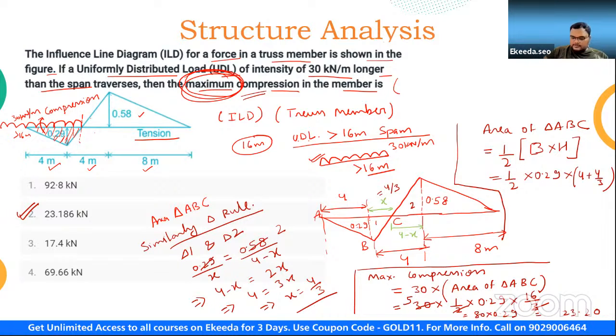So I will just take you through what I have done here. Whenever we have to determine the maximum compression value, what we will do first is we are going to draw the influence line diagram. In our case, ILD was already given. So once we know the ILD, then we are going to calculate the area. Once we have calculated the area, we will multiply it with the UDL and we will get the correct answer. So like this only you have to solve all the options.